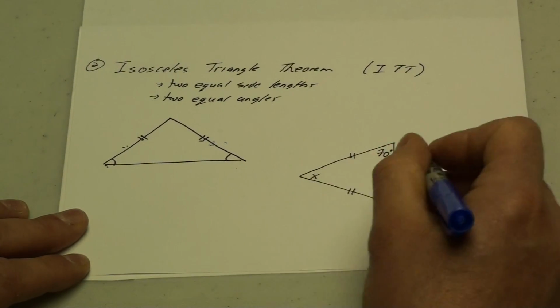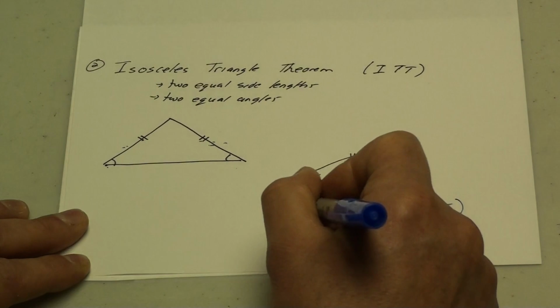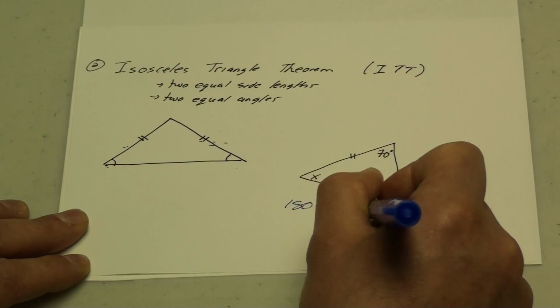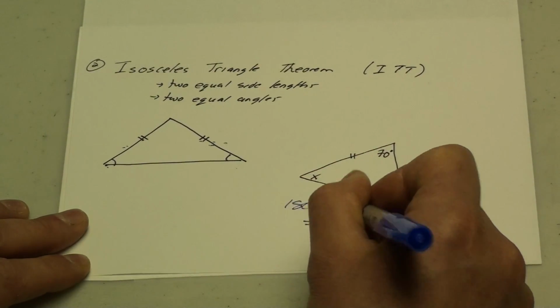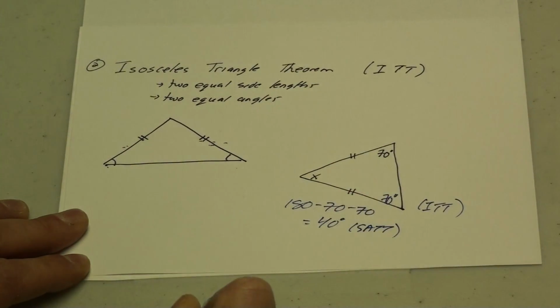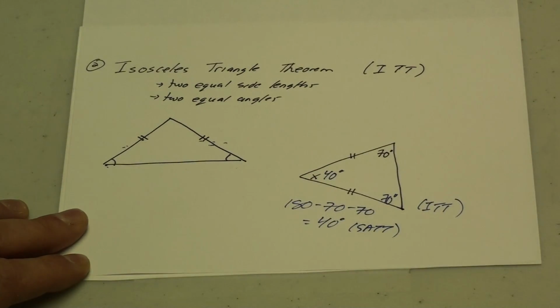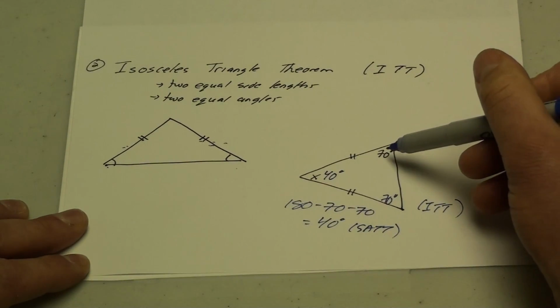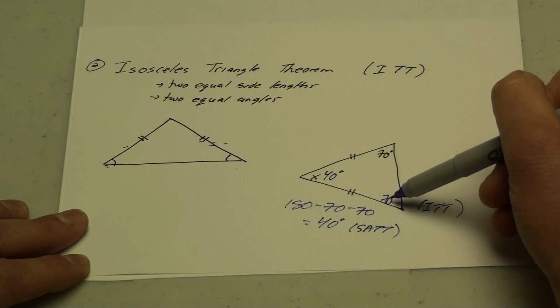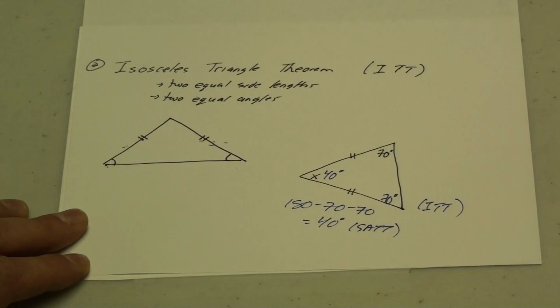And now I know that all three angles of a triangle must add up to 180 degrees. So I can take 180 minus 70, minus 70, which equals 40 degrees. And I used my first angle theorem, SATT, to figure that out. The missing angle was 40 degrees. For an isosceles triangle, you're going to have two angles that are equal as well as two side lengths. Okay, and remember all the angles of a triangle still add up to 180 degrees.